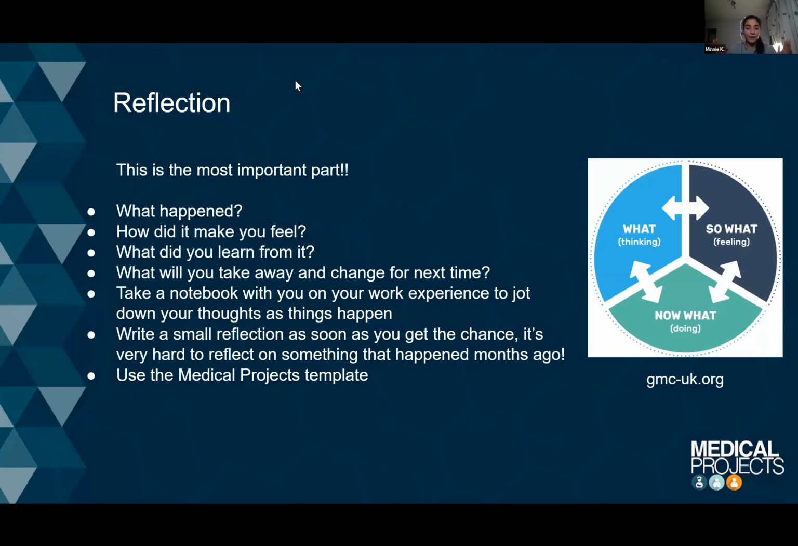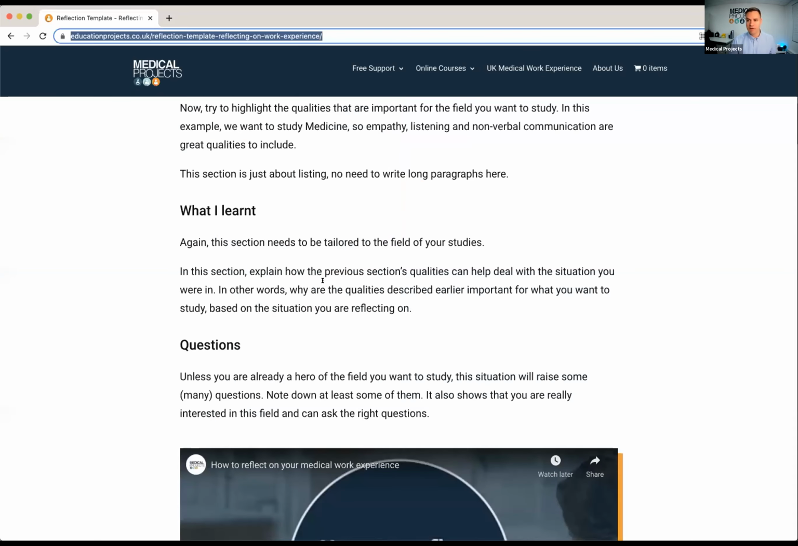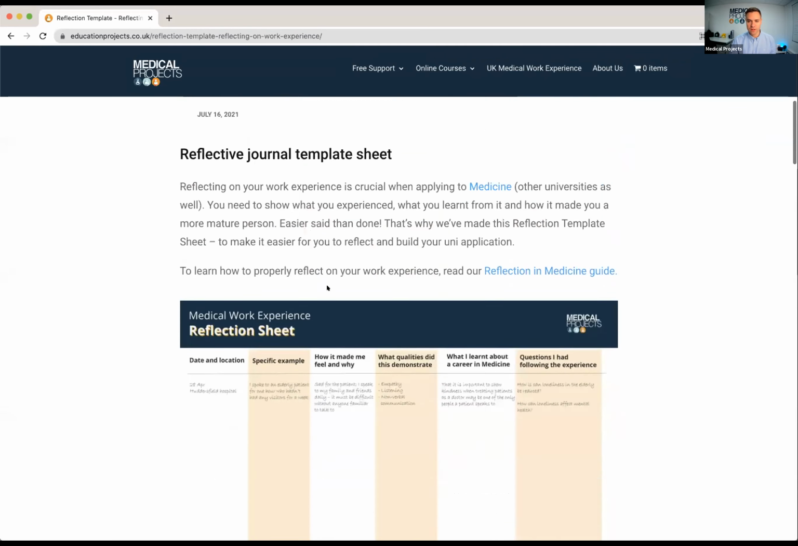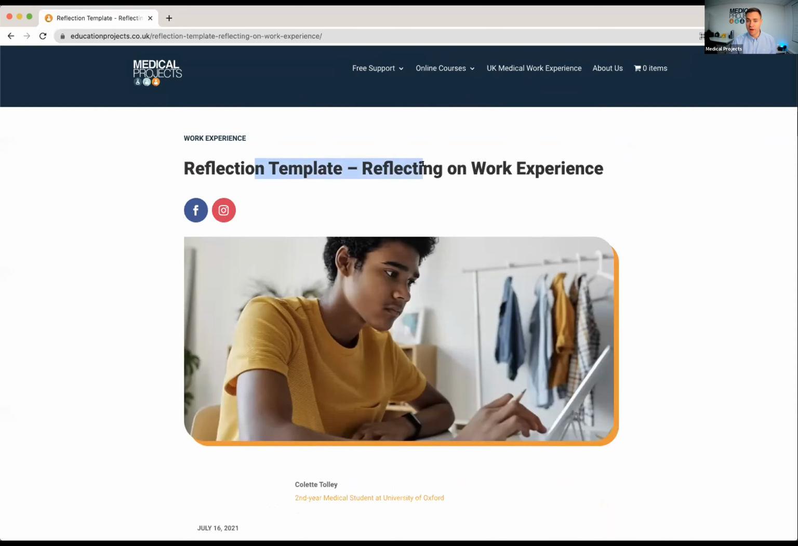And you've got a template for it as well, from Medical Projects. Don't know if there's a link for that as well. Yeah, I've got one of the blog articles. I can share my screen and show you where it is and give the link for that as well. Because we talk about reflection on literally every webinar that we do. It's that important. We have articles on it, and we have entire webinars just on reflection. And there's a reflection template in here.